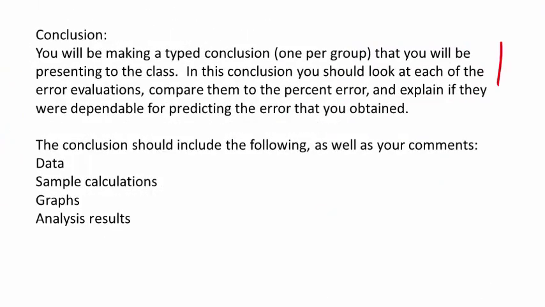Next, you're going to be doing a typed conclusion, 1 per group, that you'll be presenting to the class. In this conclusion, you should look at each of the error evaluations. Remember, there were 3 different types. And compare them to the percent error and explain if they were dependable for predicting the error that you actually obtained. The conclusion that you hand in and have ready for presentation should also include all of your data, your sample calculations, the graph that you created, and the analysis results.